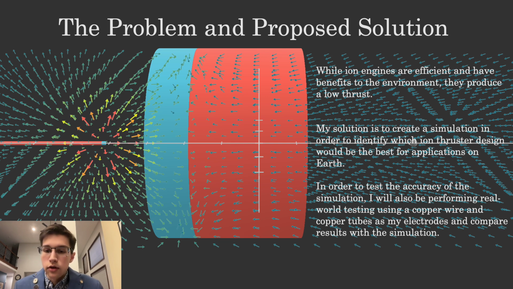My solution is to create a simulation in order to identify what design would be the best for Earth applications. In order to test it, I will create a simulation of a copper wire and a copper tube and see how those simulated results compare with real-world data by comparing them with an actual real-world experiment.